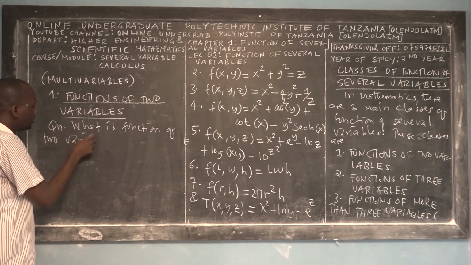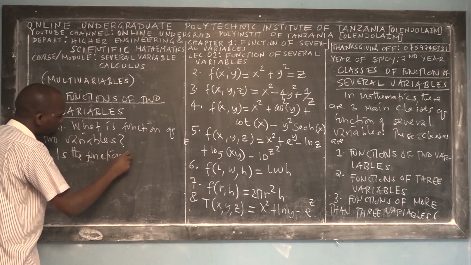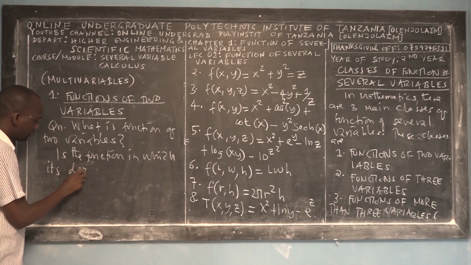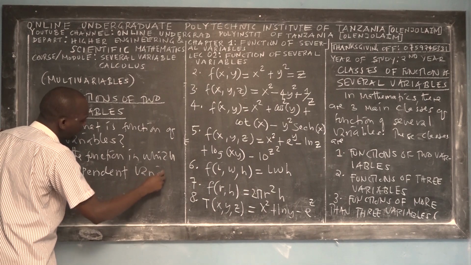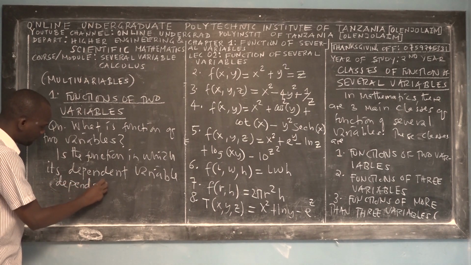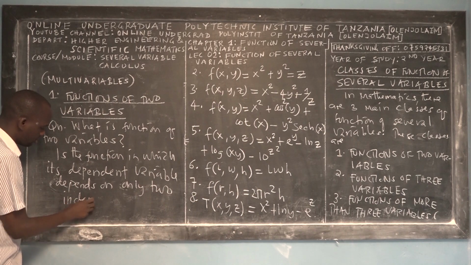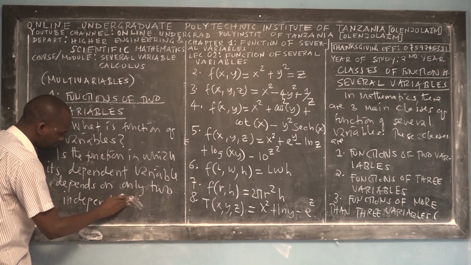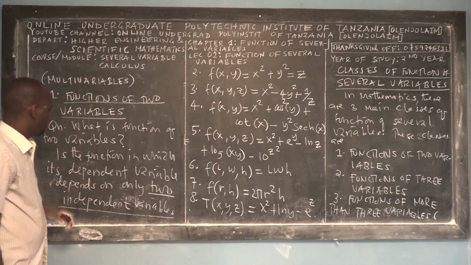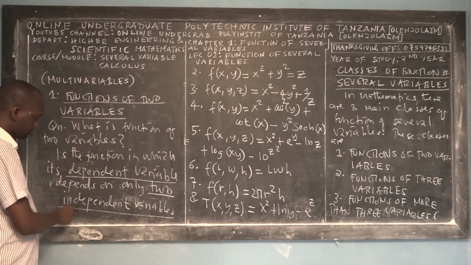Because I need you to understand, not only to solve stuff that you don't understand. So we say that it is a function in which each dependent variable, which is always 1, the function is only 1, depends on only 2 independent variables. So it's a function in which the dependent variable depends on only two independent variables.